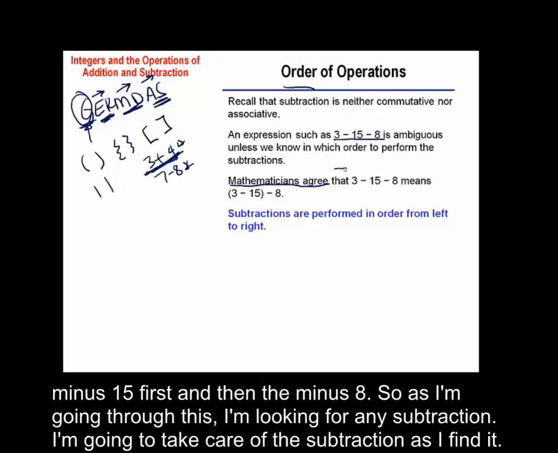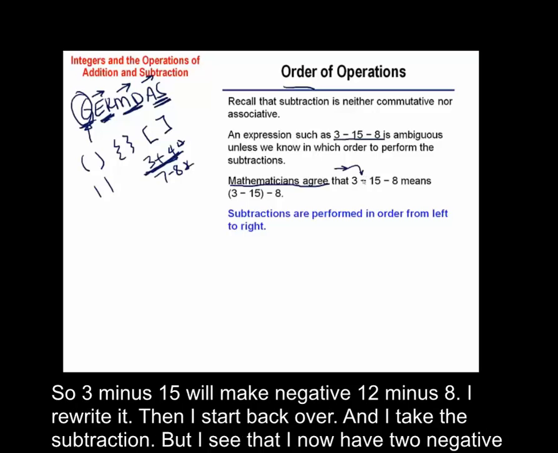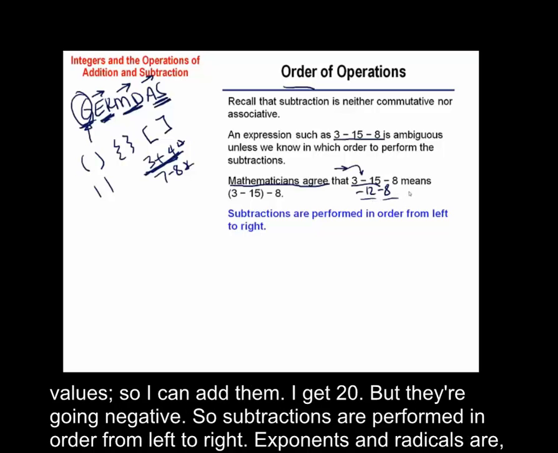So as I'm going through this, I'm looking for any subtraction. I'm going to take care of the subtraction as I find it. So 3 minus 15 will make negative 12 minus 8. I rewrite it, then I start back over and I take the subtraction, but I see that I now have two negative values, and so I can add them. I get 20, but they're going negative. So subtractions are performed in order from left to right.